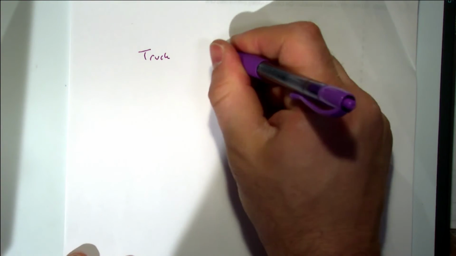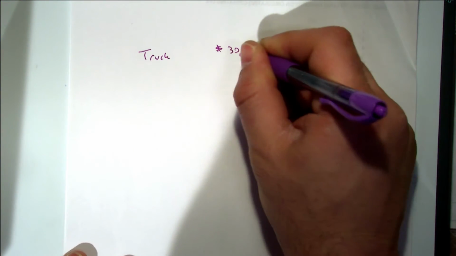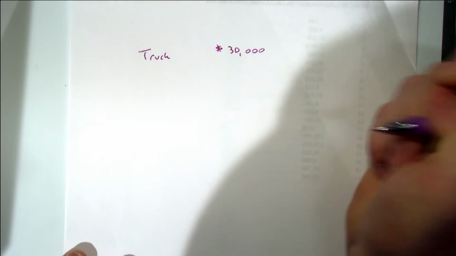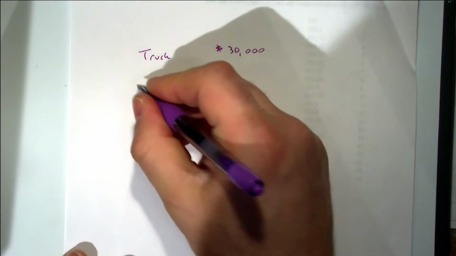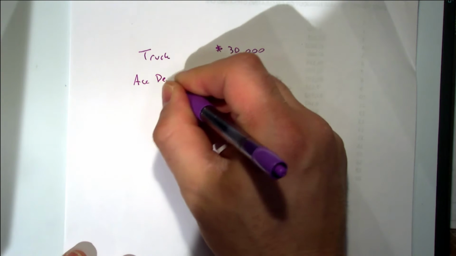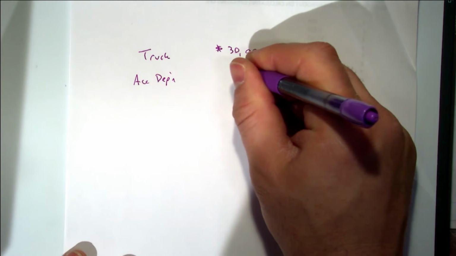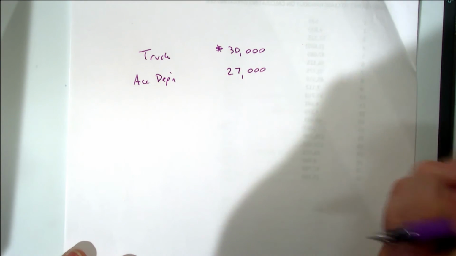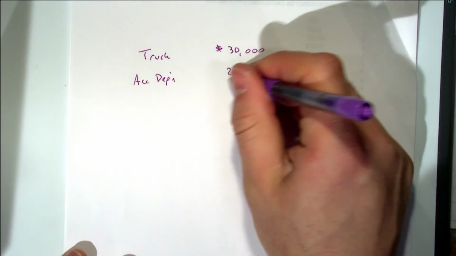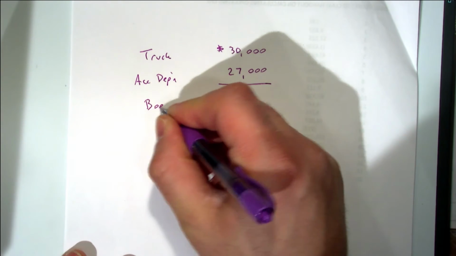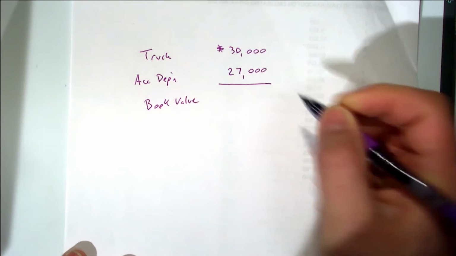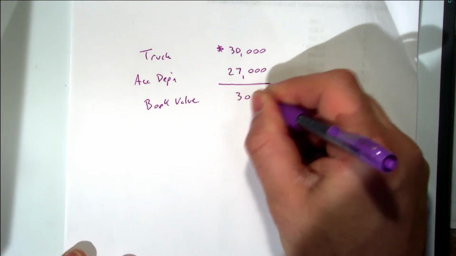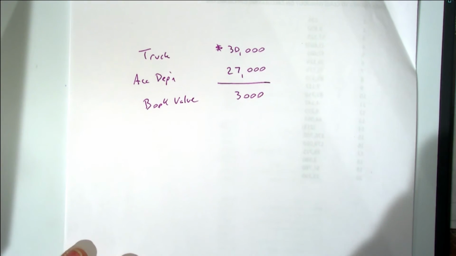Let's say you have another truck, and let's say you paid $30,000 for that truck. And let's say that the accumulated depreciation on that truck is, let's just make up a number, $27,000. So you've had the truck for a while. The book value of that truck is $3,000. Are you with me?